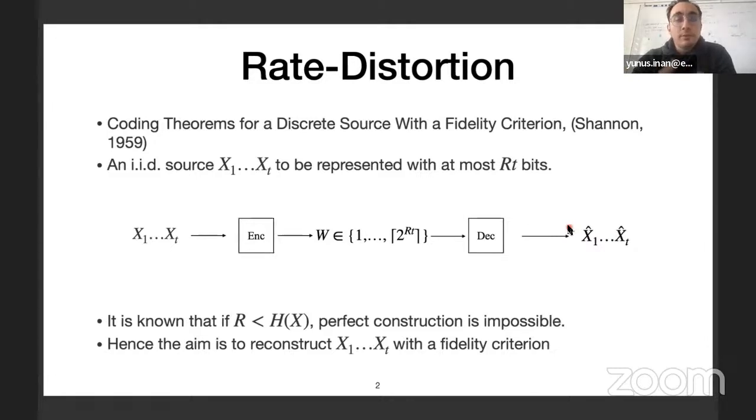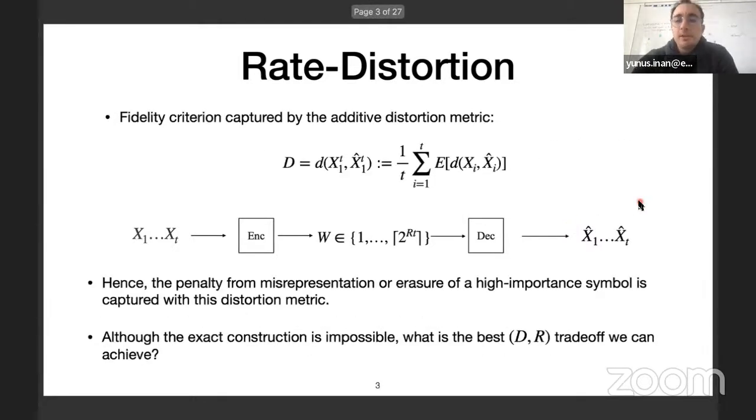In classical information theory, for lossless coding, we know that if the rate is smaller than the entropy of the source, it's impossible to obtain a perfect reconstruction of the source. So Shannon studied a trade-off between low rates and a possible fidelity criterion, which aims to represent the source as well as possible. What is this fidelity criterion? Shannon captured it by the following additive distortion metric in the simplest setting. We denote this by D. It's basically a time average of the individual discrepancies between the symbols. And since this is a stochastic entity, in the end, we take the expectation.